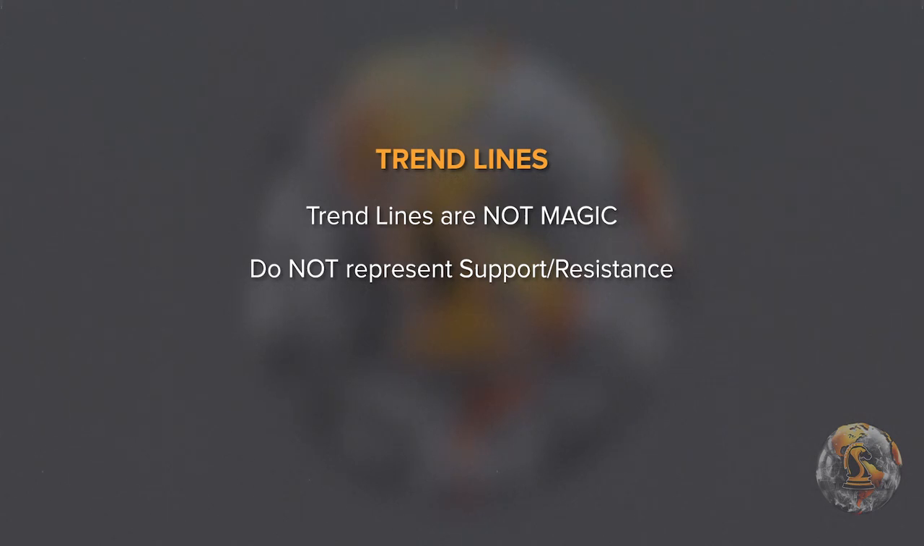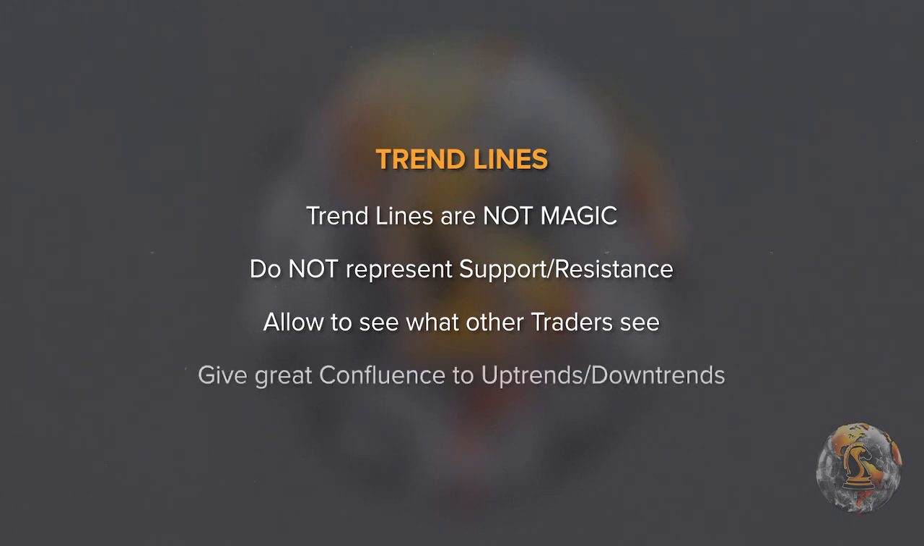What are they good for? They are best used for seeing what other traders see, and when they're combined with market structure principles, they can give great confluence to both uptrends and downtrends. Important part there is that you want to use trend lines that other traders see.